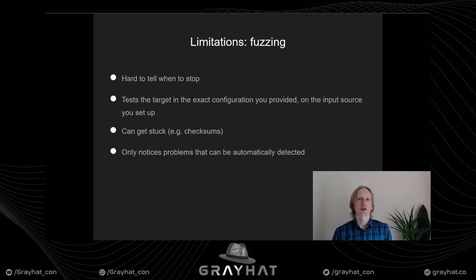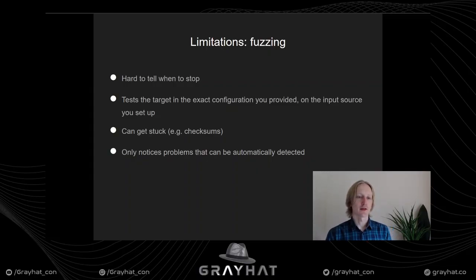So let's talk about some limitations of fuzzing in general compared to other means of testing. We just talked about one of them. It's hard to know when to stop. You can keep throwing money and electricity at this problem, and there's never a clean time when you can say, okay, now we're done.